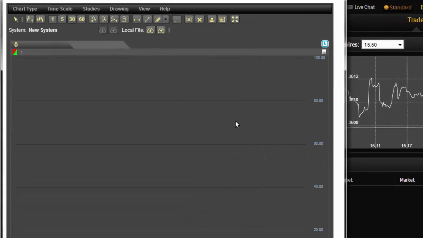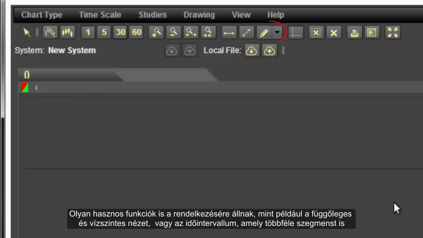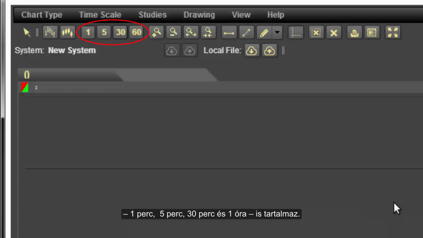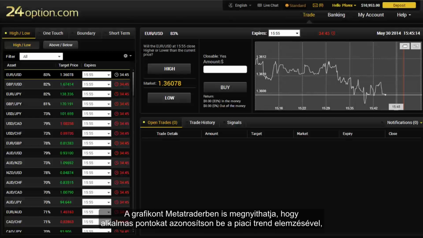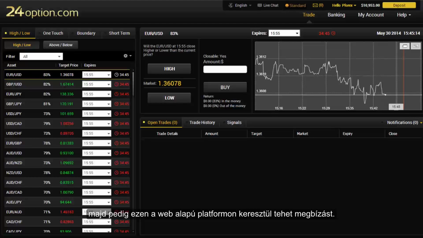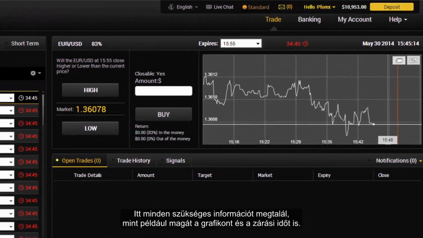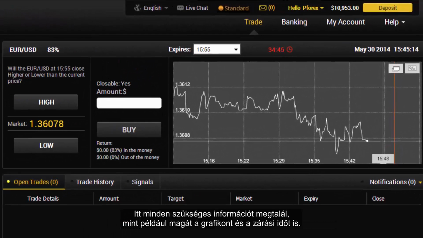Setting the view, there are other standard options in full screen or half the normal size. There are useful features like vertical and horizontal views and time range with various segments, such as 1 minute, 5 minutes, 30 minutes or an hour. You can open the chart in MetaTrader to analyze the market trend for detecting suitable spots. Then you can place an order in this web-based platform. All information that you require is displayed here too, such as the chart itself and the closing time.